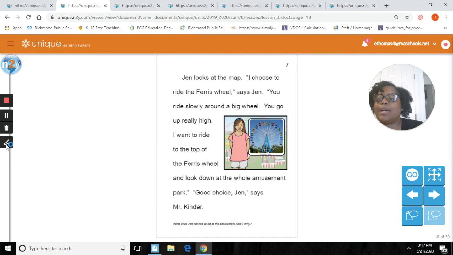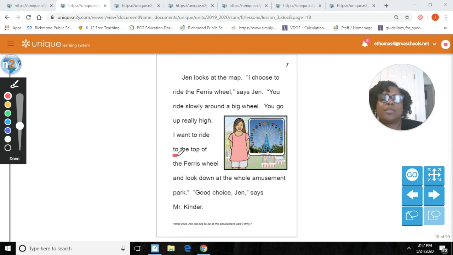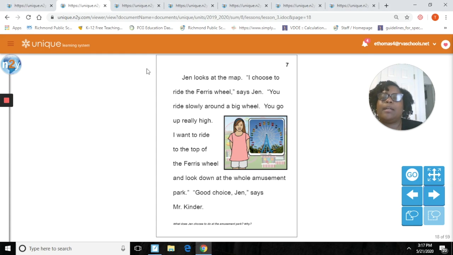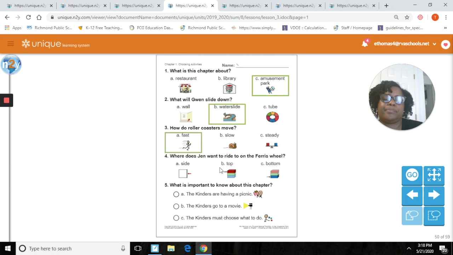So where does she want to ride to? To the top, right? There it is, right there. So in answering that question, we have to go to the part of the question that talks about who? Jen. So you have to remember that. It helps you to find the answers to your questions quickly. And there it is. Okay.